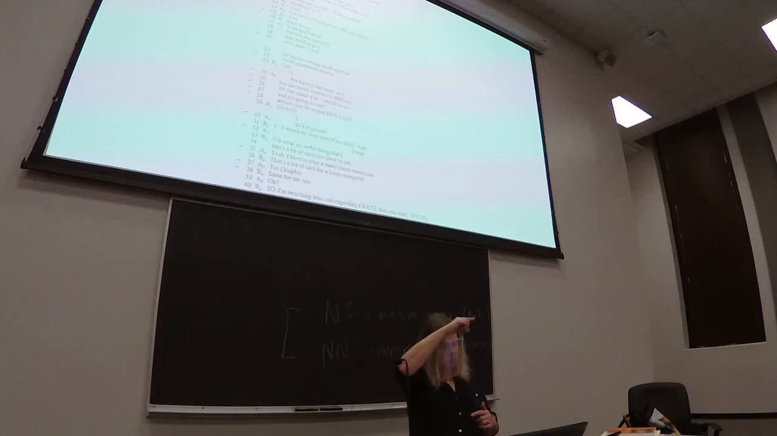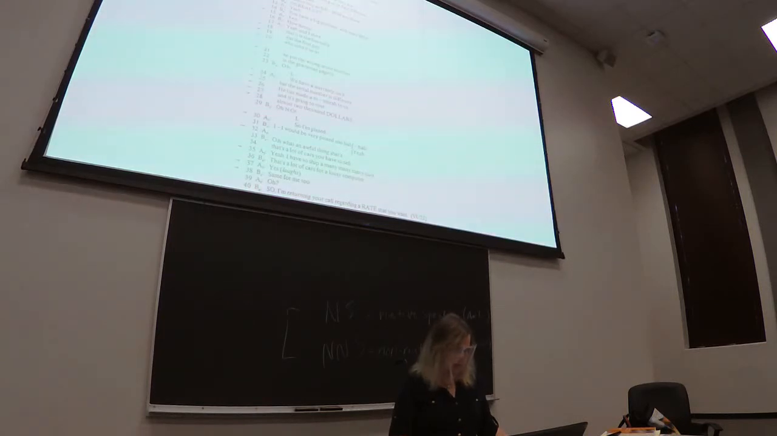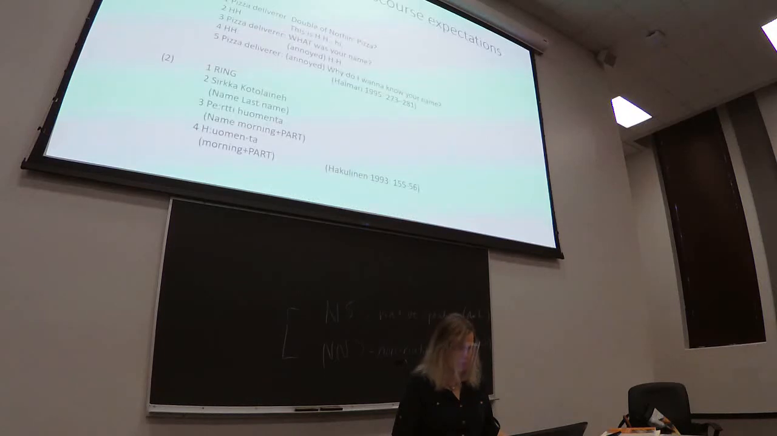It becomes longer, but it makes it a little bit clearer what is happening in the discourse. So this is just the same thing. This comes from the published version of it. I have another example about discourse expectations not having been met, and this comes from some of my early work as well.